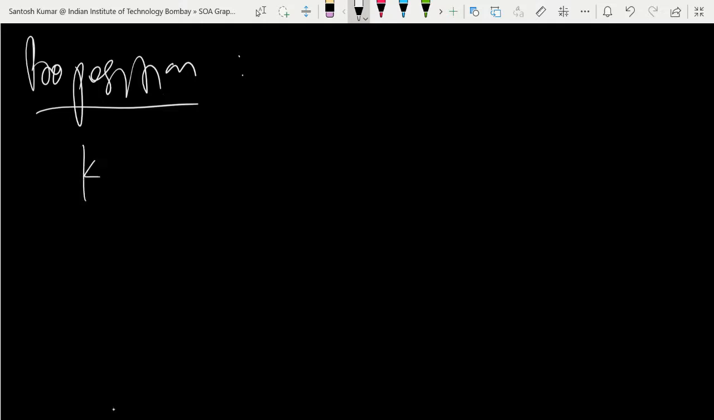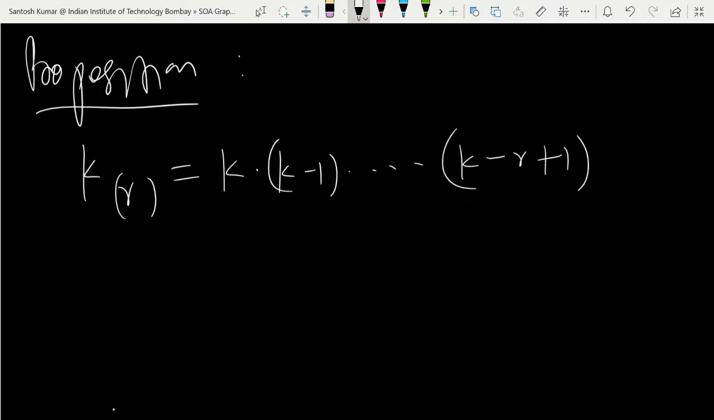So first of all, if I use this notation kr, don't be surprised by it. This is nothing but k into k minus 1, and so on, till k minus r plus 1. So this is permutation of k objects or k colors taken r at a time. Out of k colors I'm using only r colors at a time. So this expression is equal to k into k minus 1, k minus 2, and so on, k minus r plus 1. This is nothing but kPr. Whatever notation you are familiar with, I will use this.